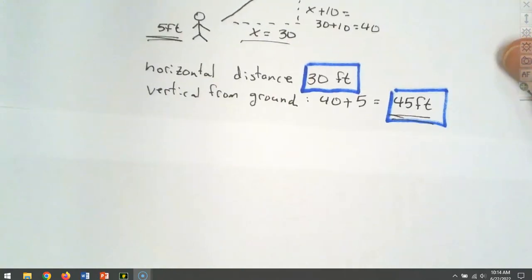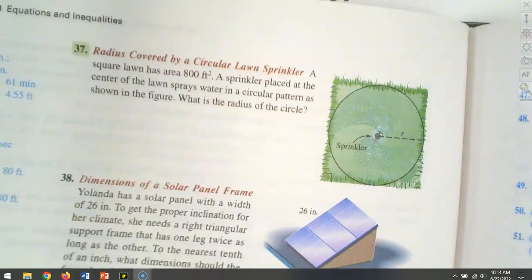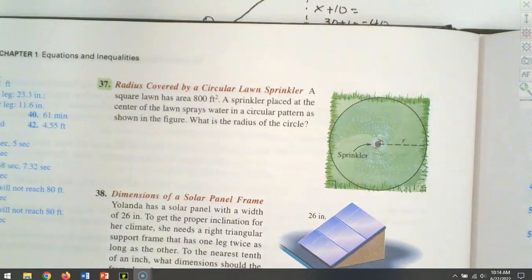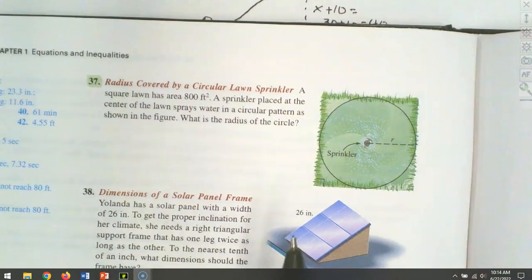For question 37, I am going to change it to make it look like what's in your homework. The one in your homework, the sprinkler is actually inside, not outside. The problem is okay, but it really doesn't make a lot of sense. And let's talk about that.